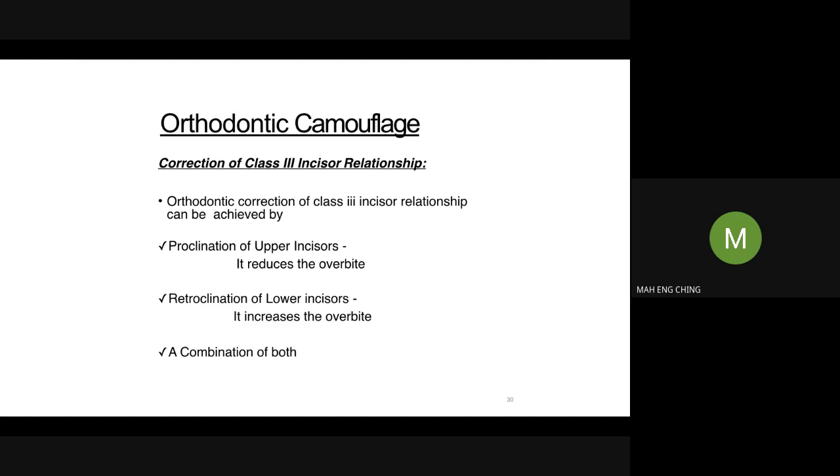So this one you have to remember very clearly. Class 3 camouflage treatment using braces only. We are not changing the skeletal. What we do is changing the teeth alignment or position or angulation. By doing that, we give you the false impression that we correct the class 3 skeletal. But in fact, we are changing the incisor angle, not the skeletal.